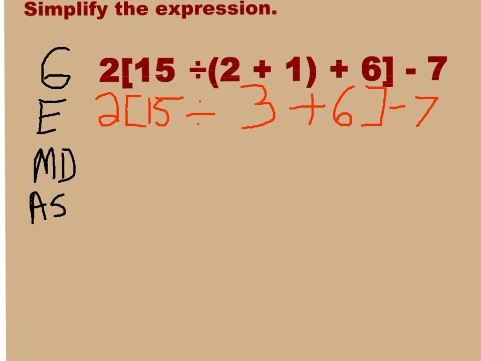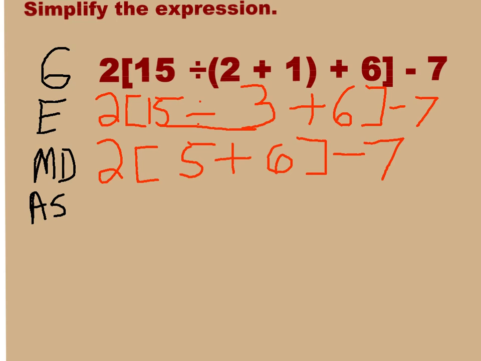So now we look at our problem, we still have a grouping symbol, we still have brackets. So we're going to have to do what's inside. And just like I said before, follow the order of operations. So we're going to do division before addition, because that's the order of operations. So we bring down the 2 and we bring down the bracket and we do 15 divided by 3 is 5. And then bring down the plus 6, bring down the bracket, and then bring down the minus 7.